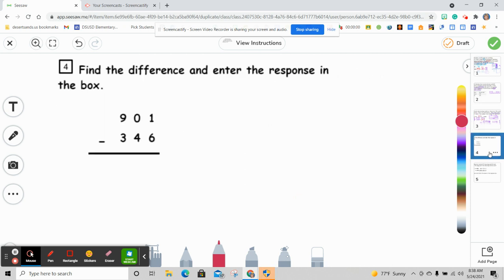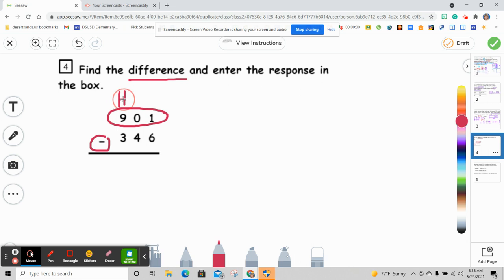Okay, question number 4. Find the difference. Now, guys, the difference is the academic language for takeaway. Basically, that's what it means. Find the difference and enter the response in the box. So this time we're going to draw a picture. Now, I know that I have 901 takeaway 346. So this is what we have right here. That's what we're going to draw.